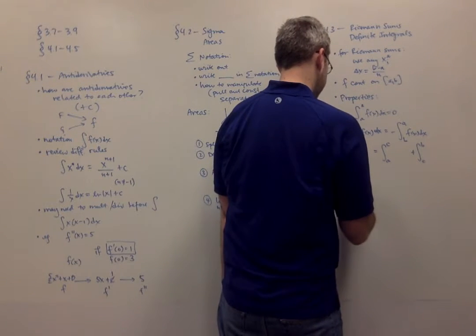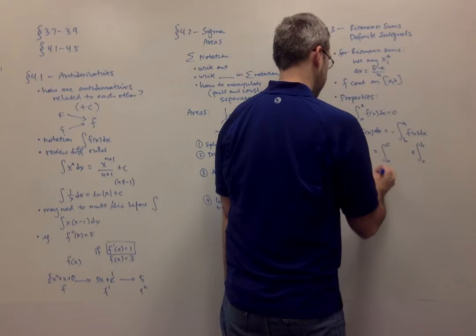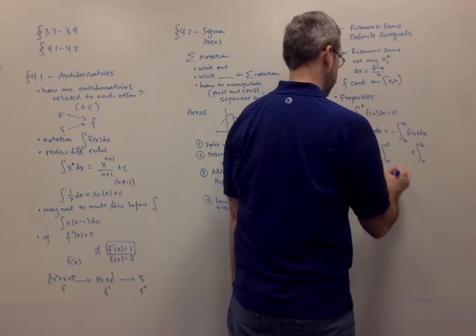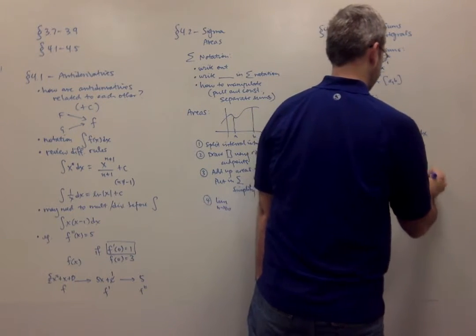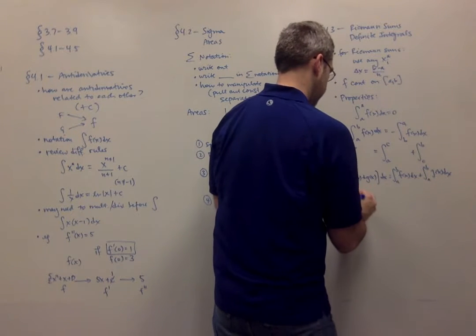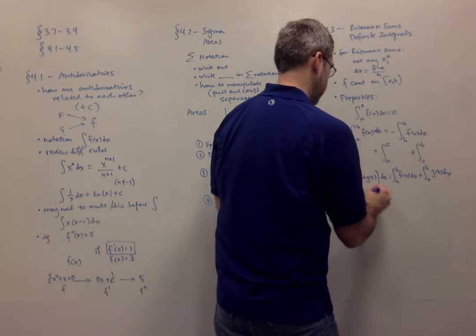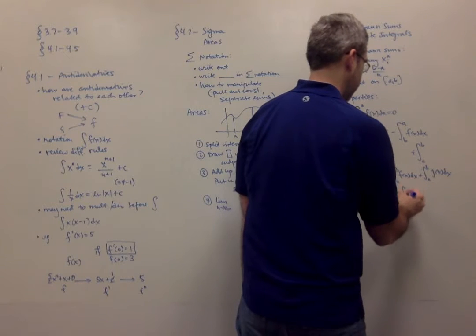Similarly, if I go from a to b of 2 functions added together, I can just do each one separately. Similarly, I can pull constants out. So if I want the area of c times a function, it's just c times the area of the function.